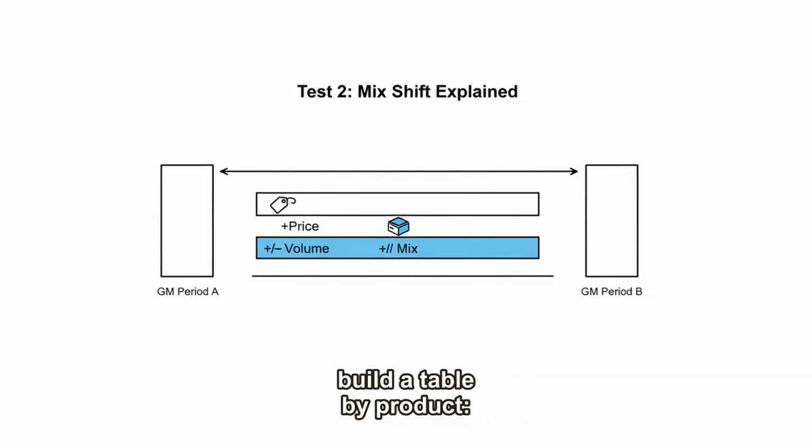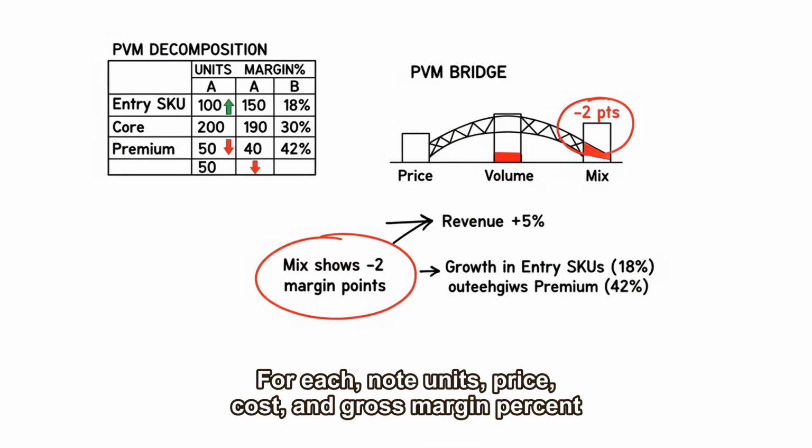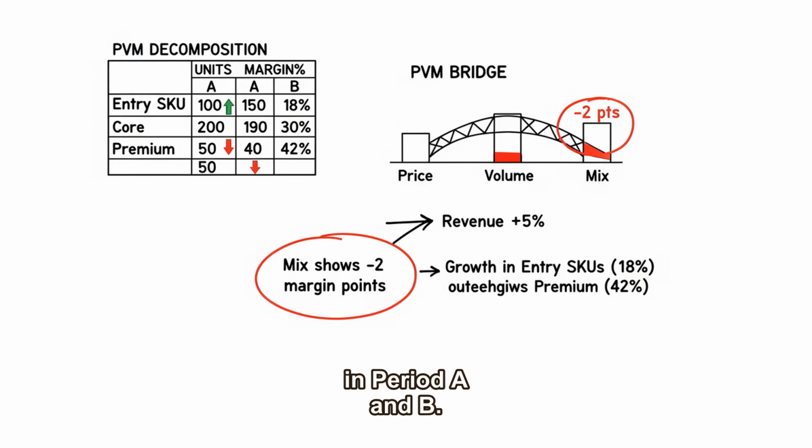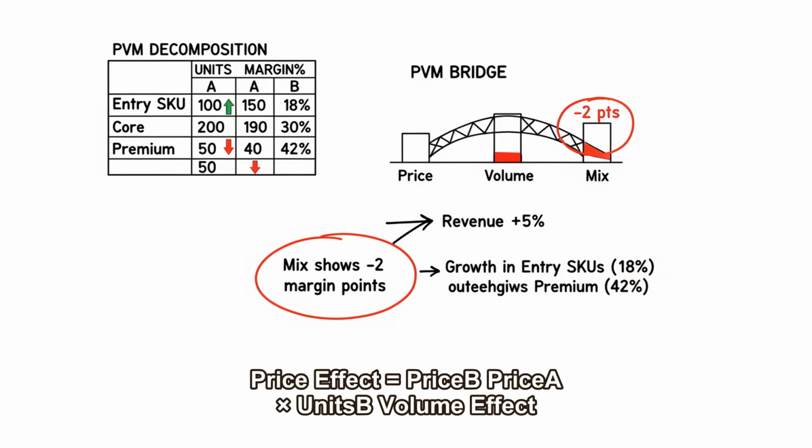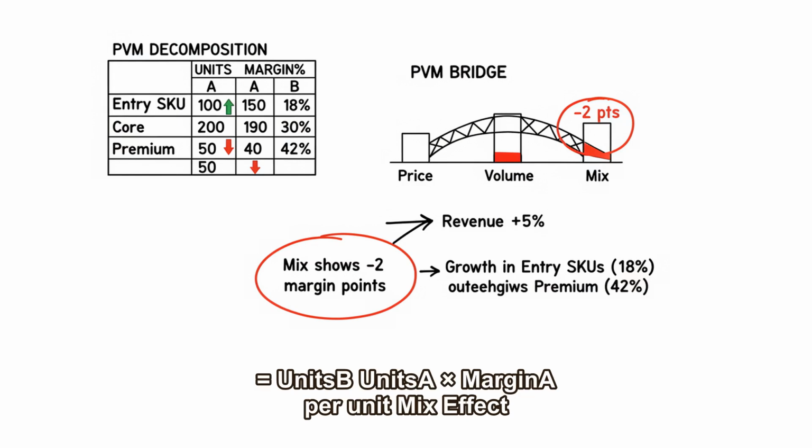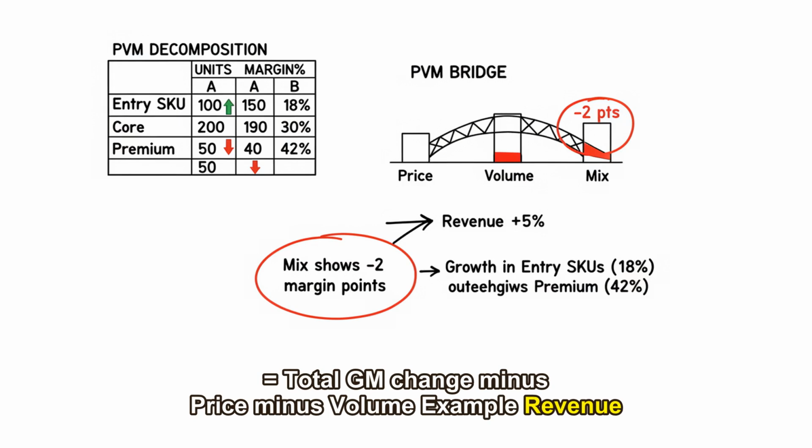Build a table by product family or channel. For each, note units, price, cost, and gross margin percent in period A and B. Compute price effect equals price B minus price A, times units B. Volume effect equals units B minus units A, times margin A per unit. Mix effect equals total GM change minus price minus volume.